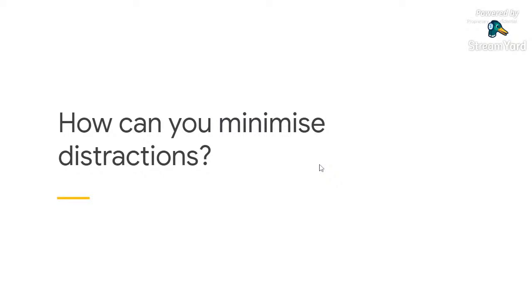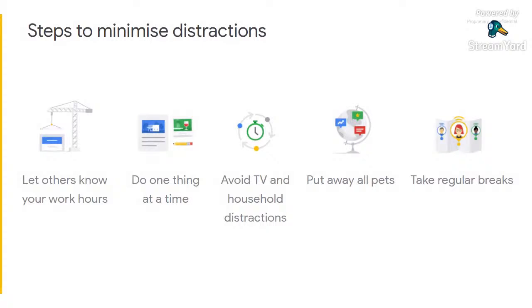How can you minimize your distractions? Let us look into them further. You may let others know that you are working, or let them know your working hours. Let us say you're working at home and you've got tasks that you need to do. You may like to tell your family, you know what, guys, I'm working until this time, so please spare me some space and I don't want to be disturbed. And also, you can minimize the distractions by doing one thing at a time.